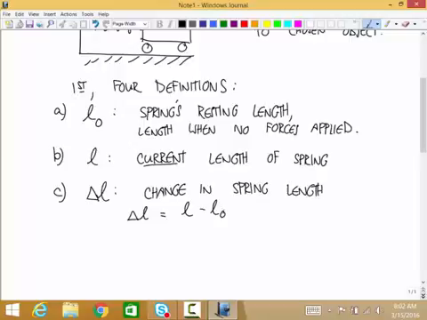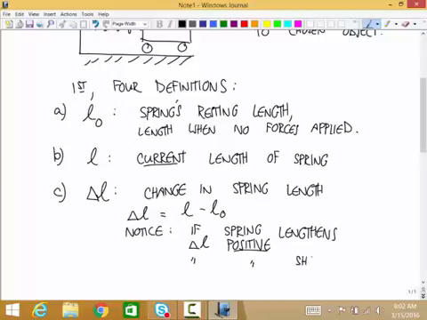So with this one, notice if the spring lengthens, what's the sign of delta L? Okay. It works. You do get smarter. And if the spring shortens, what's the sign?